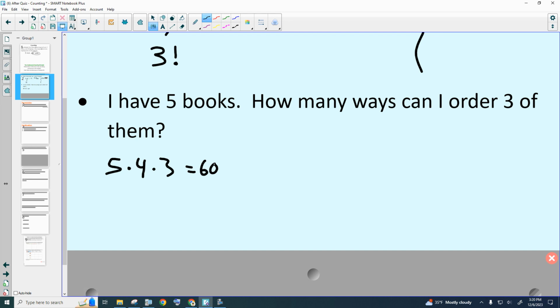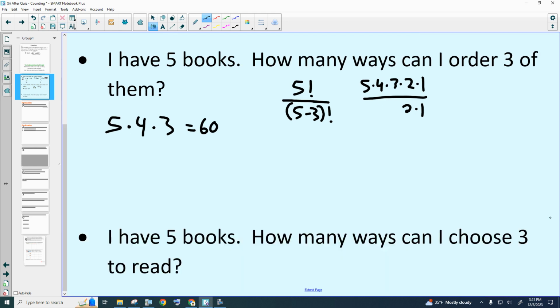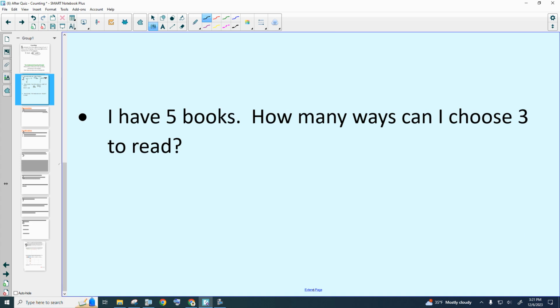Now, how can we use that with factorial? Because 5 times 4 times 3 isn't factorial. So if I wanted to factorial that, 5 factorial means 5 times 4 times 3 times 2 times 1. So how do I get rid of that 2 times 1? Well, I divide it by 2 times 1. So basically what I did there was I did 5 factorial divided by 5 minus the 3 that I chose, factorial. And that'll get us into a formula that we're going to use in just a little bit. So that's a full factorial situation there.